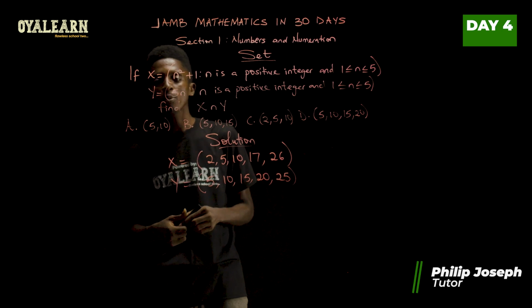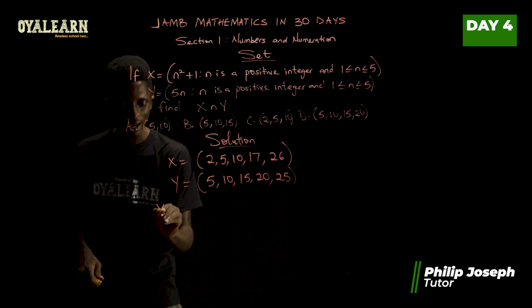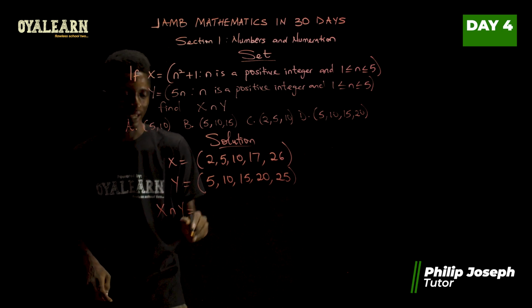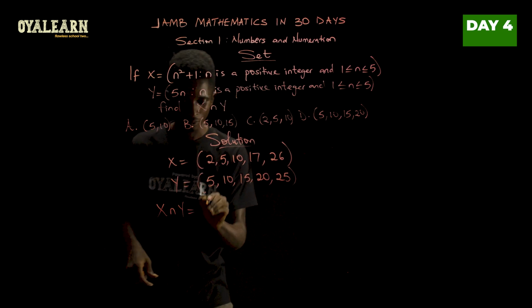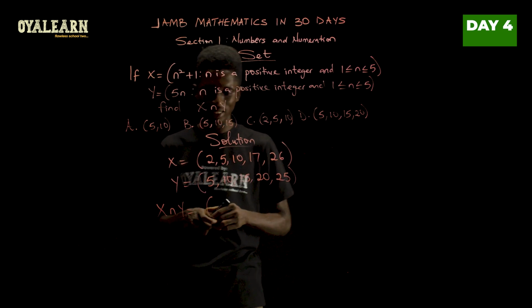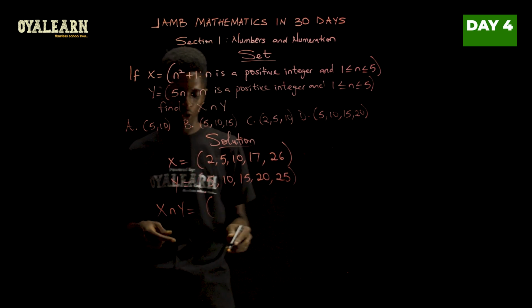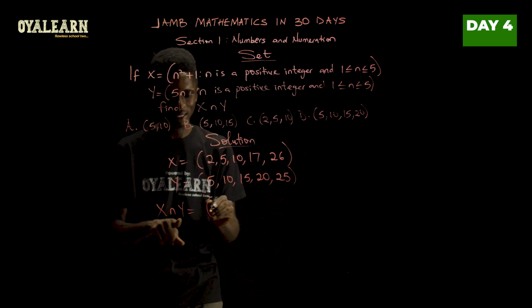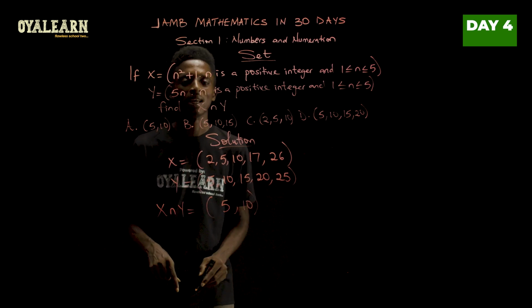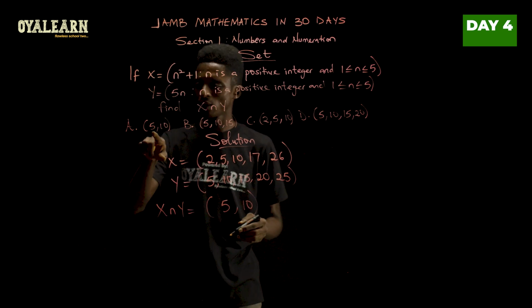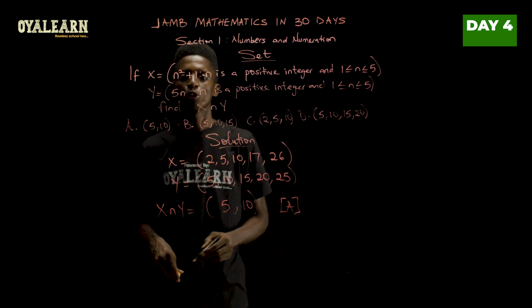So now we have the subsets for x and y. So let's then do x intersect y. That is what x and y have in common. Now considering these two subsets, we can see they have 5 in common and 10. They do not have any other thing in common. So x intersect y is therefore 5, 10. And the option that has 5 and 10 only is option A, which will be the correct option.